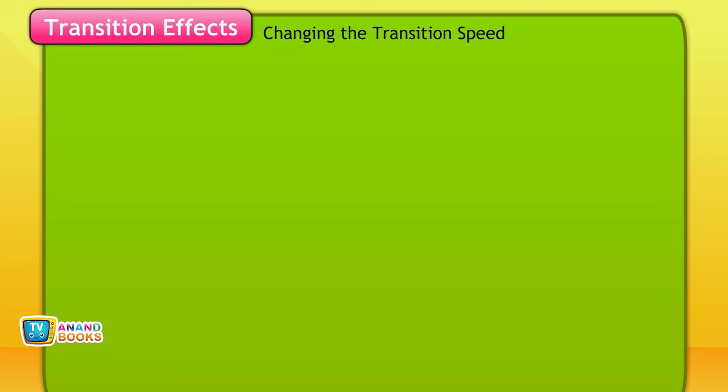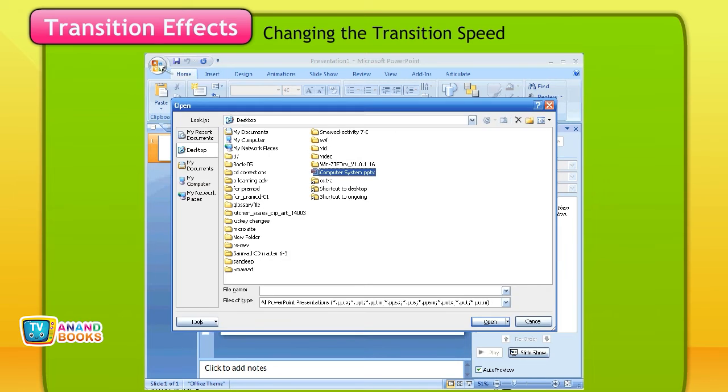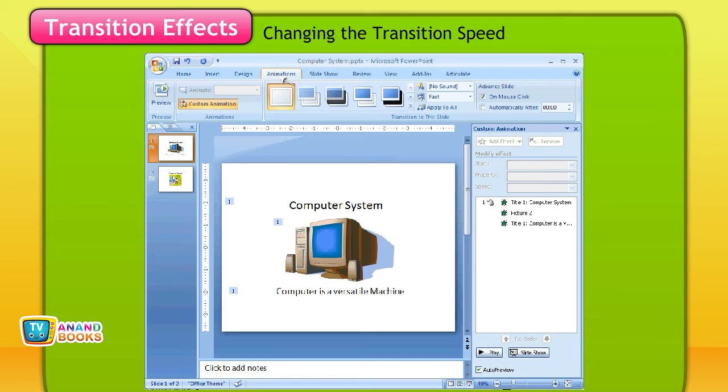Changing the transition speed. 1. Open the presentation file containing 2 or more slides. 2. Select the slide thumbnail from the pane containing Slides and Outline tab, for which you want to change the transition speed. 3. Click the Animations tab from the ribbon.